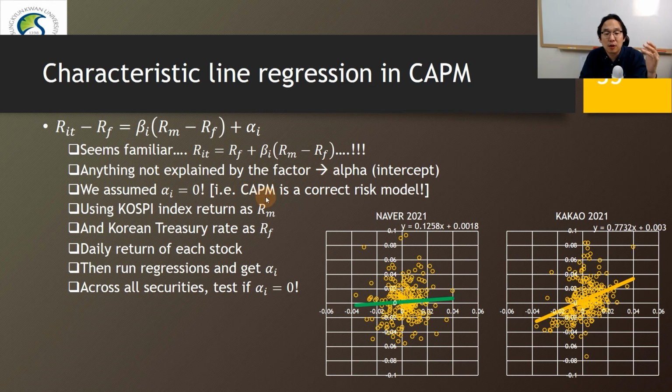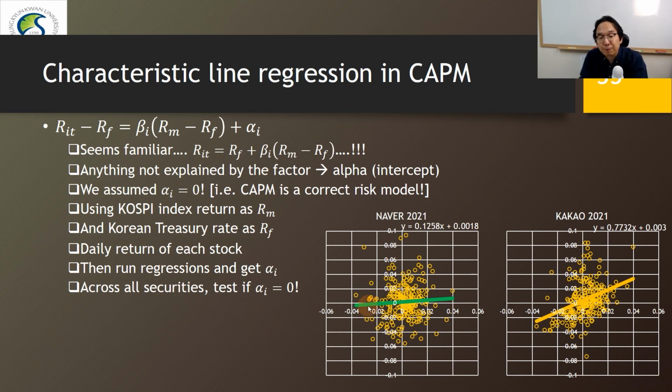For each different security, the alpha i may be different from 0, but if you estimate those alphas across thousands of different stocks within Korea or within the United States, CAPM being correct means that those alphas on average will be 0. We assume that alpha equals 0 on average, using Kospi index return and Korean Treasury rate, daily return of each stock, then run regressions and get alpha i across all securities and test if alpha on average is 0.